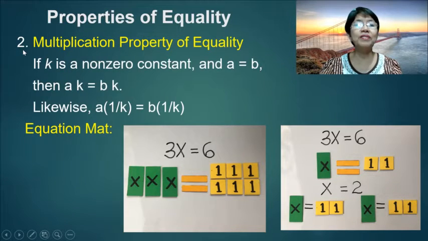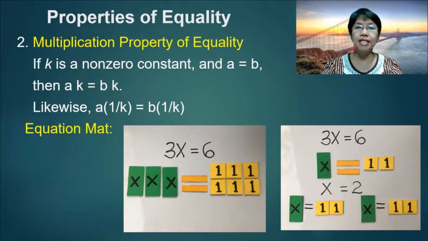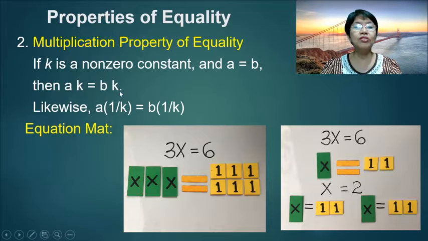The second property of equality is the multiplication property of equality. If k is a non-zero constant and a is equal to b, then a times k is equal to b times k. Likewise, a times 1 over k is equal to b times 1 over k. So the second equation is just like dividing both sides by k.